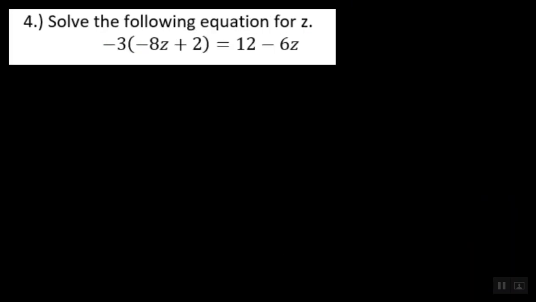Okay, here we have our fourth example, and we want to solve the following equation for z. Now, remember our first question, can I simplify the left or the right? We know we can simplify the left by distributing that -3. So, -3 times -8, well, negative times negative is a positive, and 3 times 8 is 24z. From here, we have -3 times 2, which will give us -6, and we say that this is equal to 12 minus 6z.